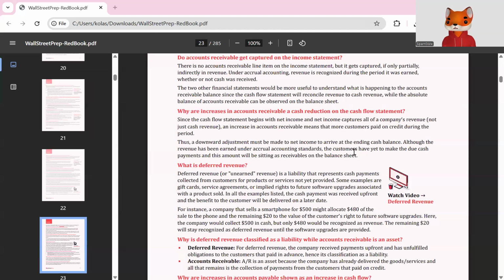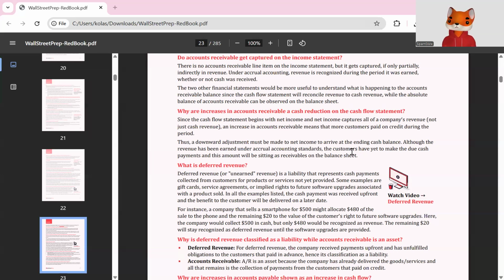So, what is deferred revenue? Deferred revenue, or unearned revenue, is a liability that represents cash payments collected from customers for products or services that have not yet been provided. Such examples are gift cards, service agreements, or implied rights to future software upgrades associated with the product sold. In all the examples listed, the cash payment was received upfront and the benefit to the customer will be delivered on a later date.